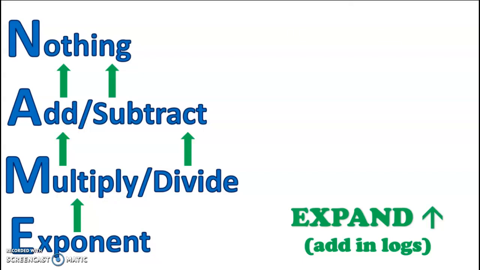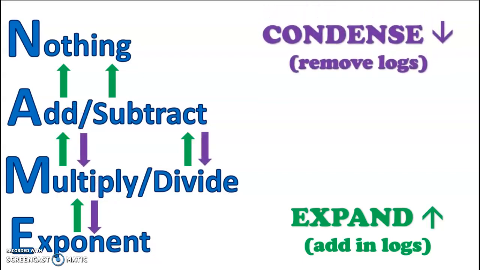If we're going to condense, we are going to be removing logarithms. If we have addition, that becomes multiplication, subtraction becomes division, and multiplication becomes an exponent. Let's look at what this looks like.